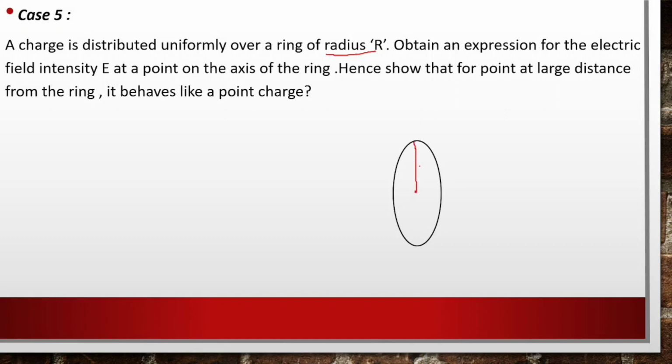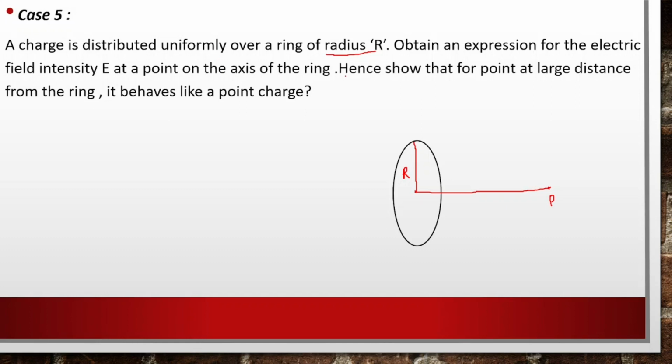Radius, it's r. Obtain an expression for electric field intensity E at a point on the axis of the ring. So let's consider a point P, and it is on the axis of the ring. Hence, show that for a point at a large distance from the ring, it behaves like a point charge. This question has appeared in your CBSE board exam, so I took that question and put it here. So we can derive it and solve this question.